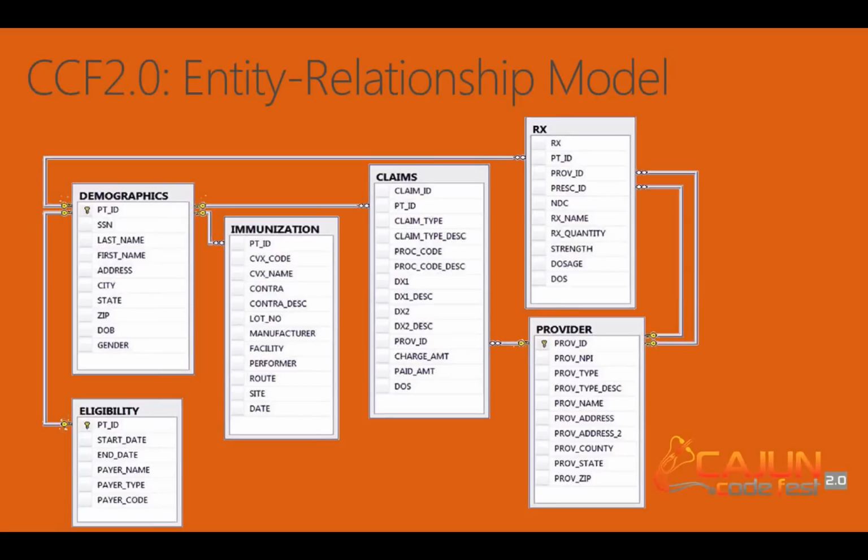Next slide, please. Here you'll see the entity relationship model for the database. And this has been optimized for performance. You'll see how these elements are connected with several keys, the patient ID being one of the most important keys across the tables, as well as provider ID.